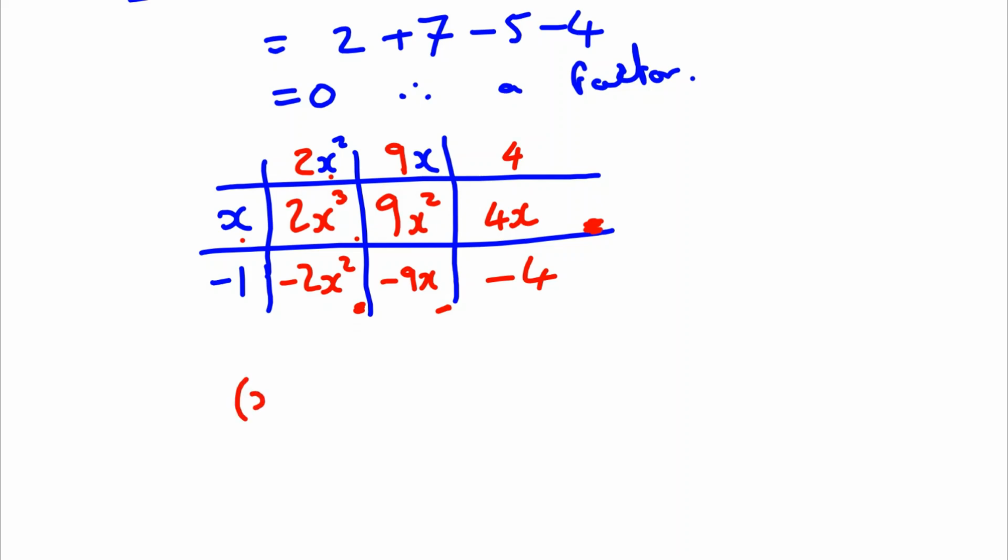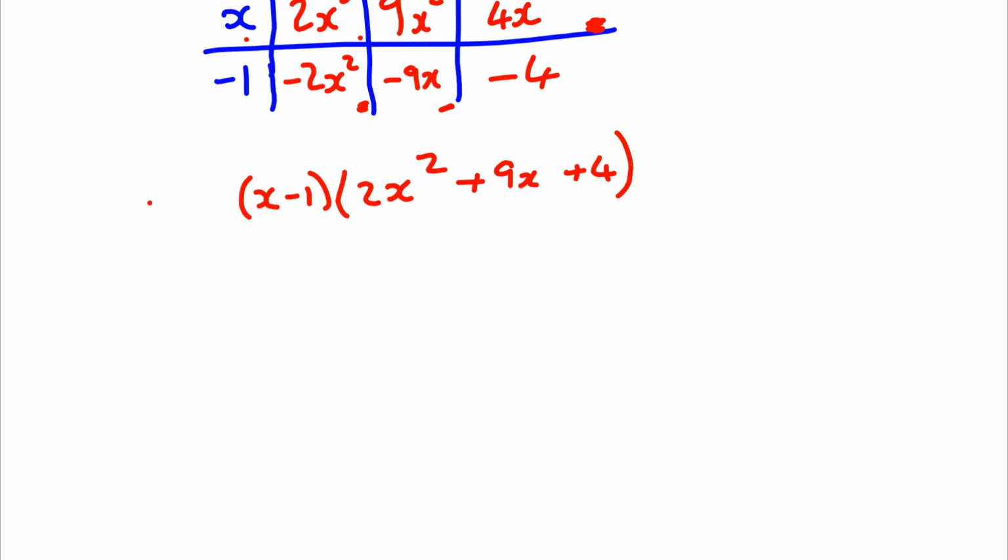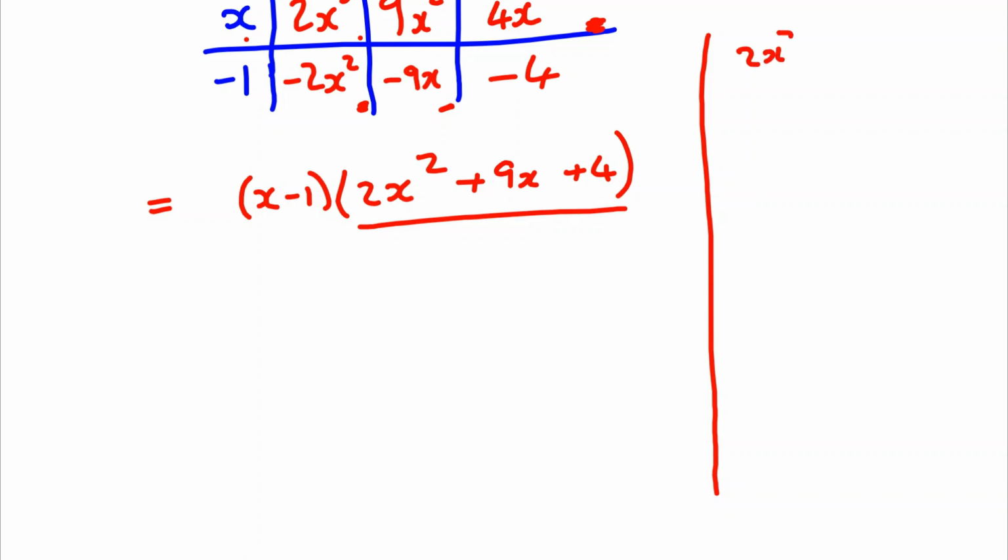So we have got x take 1, 2x squared plus 9x plus 4 by using our values from the top here. But that isn't factorized fully, because we've got to factorize this second bracket here. So we need to now factorize. If we do it working down the side of our page, we need to factorize 2x squared plus 9x plus 4. So I'm going to do it with slide and divide.